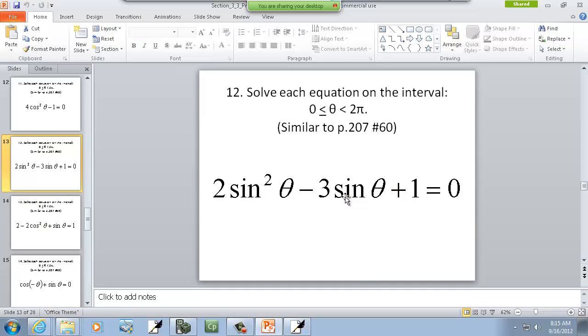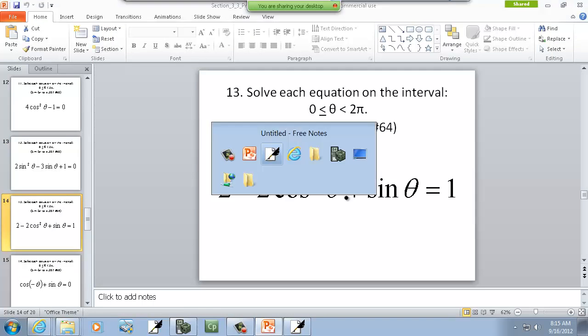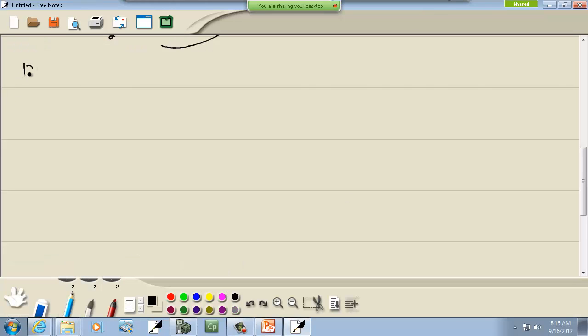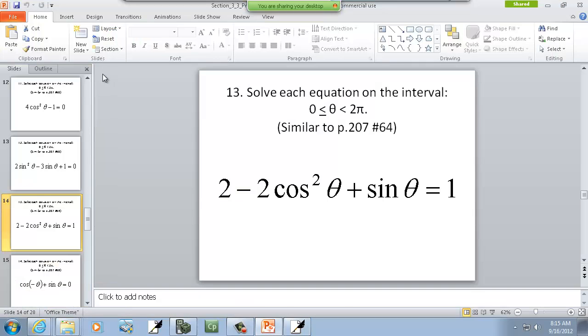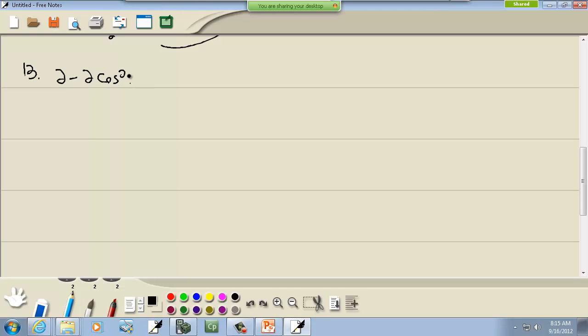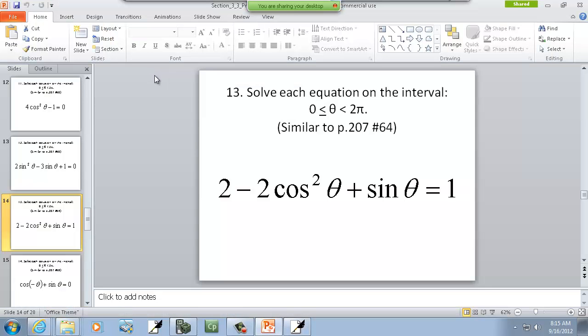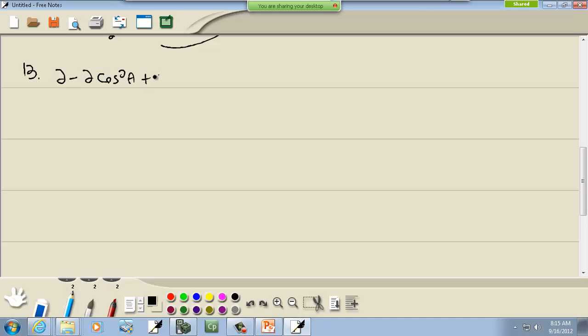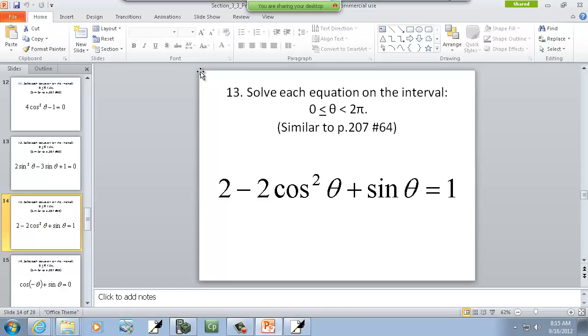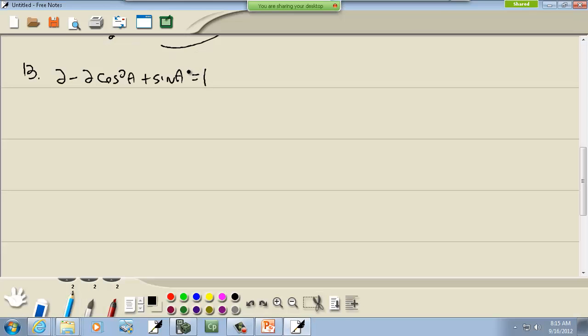Let's look at this one. We've got 2 minus 2 cosine squared theta plus sine theta equal to 1. Now, what makes these work out nice is if they all have the same trig function. This, unfortunately, has a cosine squared and a sine. So one trick you have is to try to rewrite them all so that they're the same trig function.